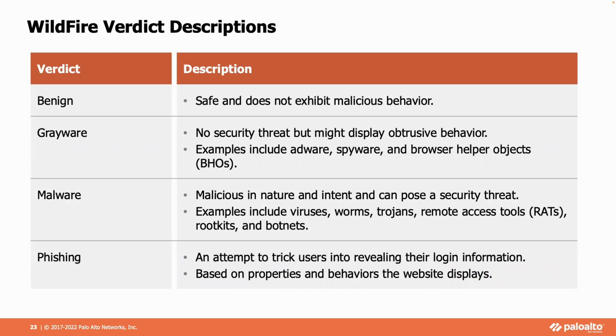So we have these different categories. We will block phishing and malware by default. We'll block grayware if you enable spyware protection and tell us to block grayware, but otherwise we don't do it automatically. And if it's benign, we'll let it through.